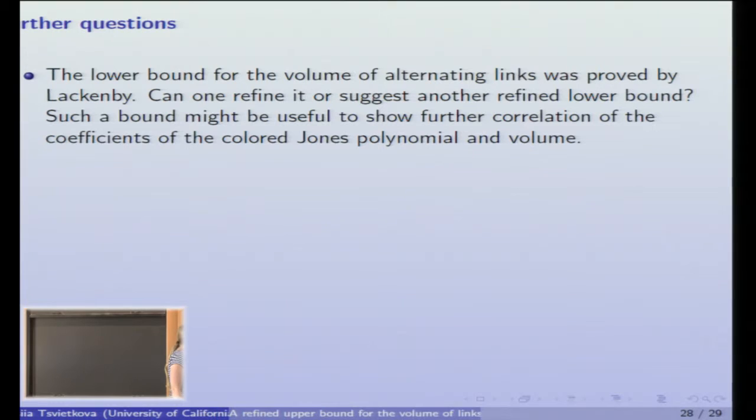So the lower bound for the volume of alternating links was proved by Lackenby, and later it was improved. And then there are other bounds by David, Jessica, and Effie for other links beyond alternating. So of course the question is whether this refined approach can work with the lower bound. Well, we still don't know, but involving the third coefficient would be interesting because we know that the first two and last two do not really determine the volume.